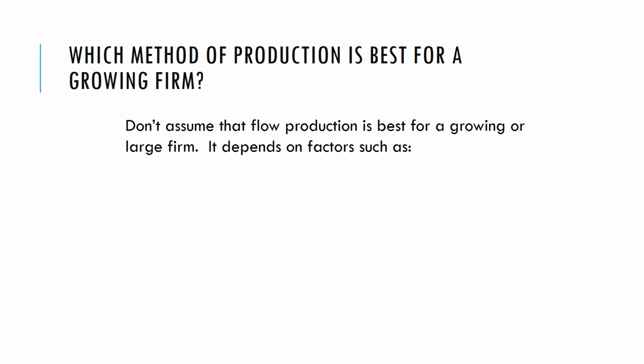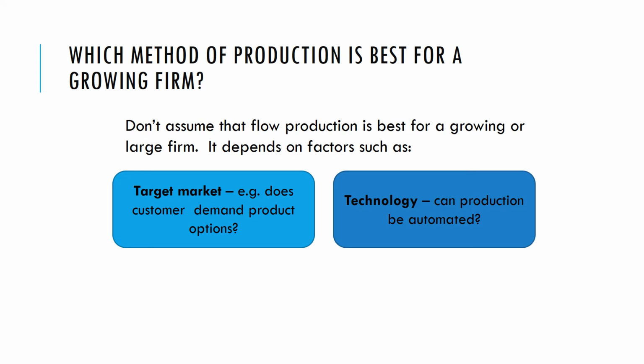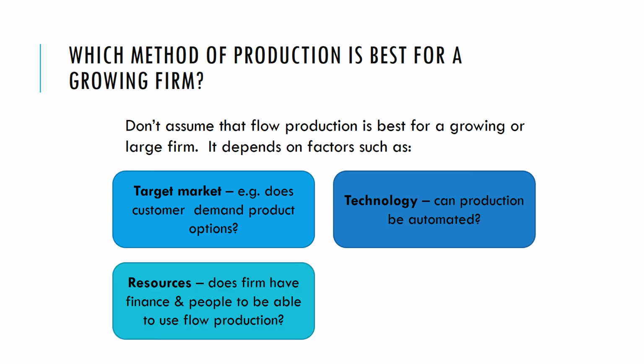Now many people might assume that flow production is the best for a large firm, but it depends on a number of factors. Does the customer demand options on the product? If they do, then maybe job production would be better than flow production because you can easily adjust to your customer's demands. Are there technological limitations? Can production be automated? Or perhaps if it can't be, then you have to rely on individual workers, and maybe batch or job would be more appropriate.